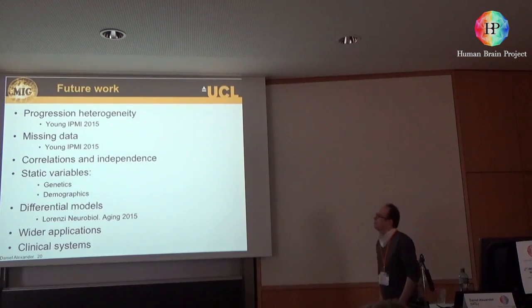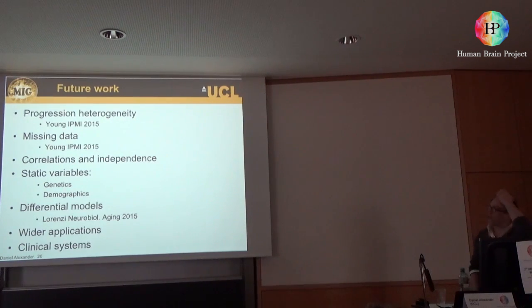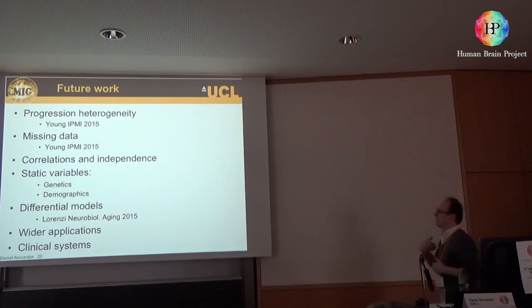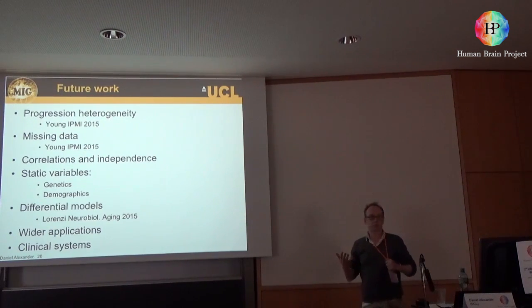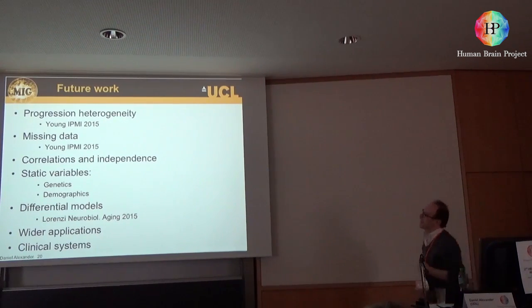Okay, so that's all I was going to talk about. So I'll just give you some pointers towards our ongoing and future work. So I mentioned this issue of progression heterogeneity. All of the models I've talked about basically assume that there's a single trajectory underlying all of the data. And I think getting away from that simple assumption is a big thing to look at in the future. As I've shown you, we've made some first steps towards doing that.